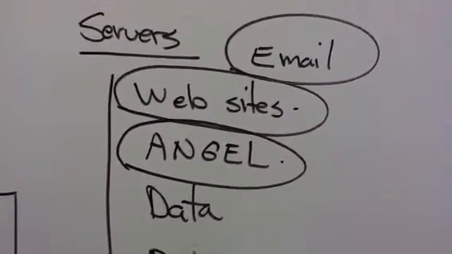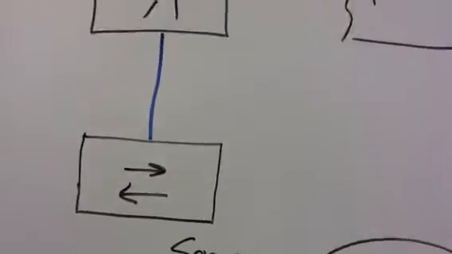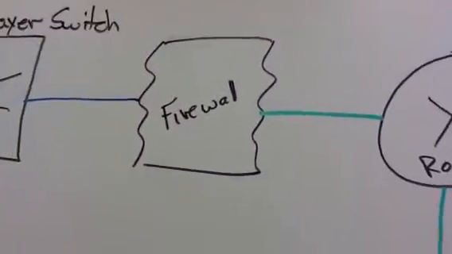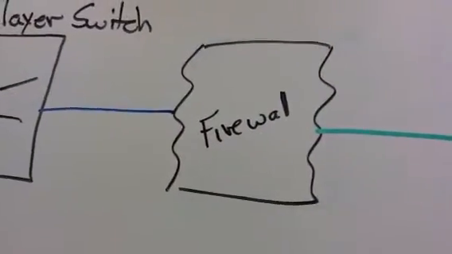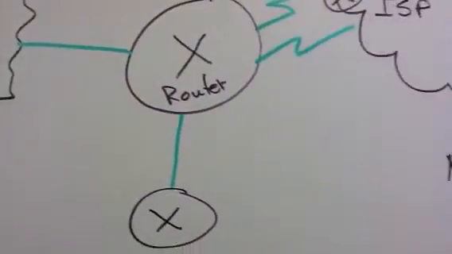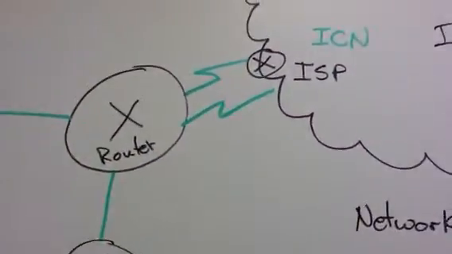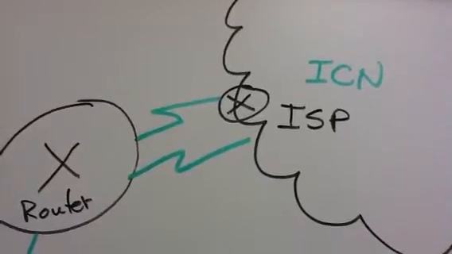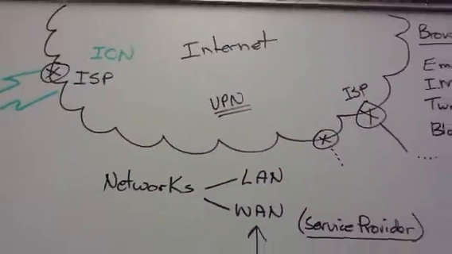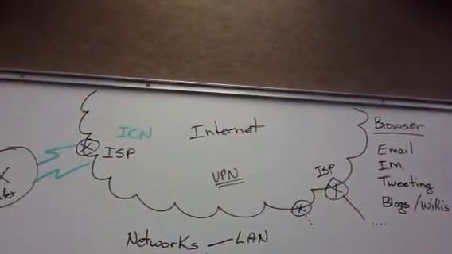connect to Angel externally. You would come in through a firewall. That's two L's there, it doesn't look like it. Firewall, which is connected to a routing device, which goes out to our ISP, which is the ICN. And then we have a picture here of the internet.